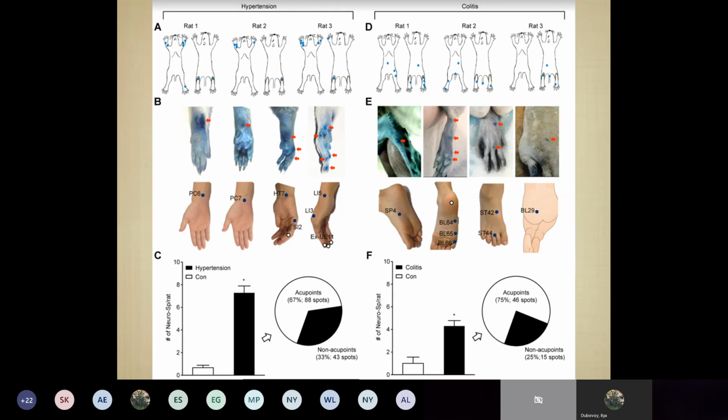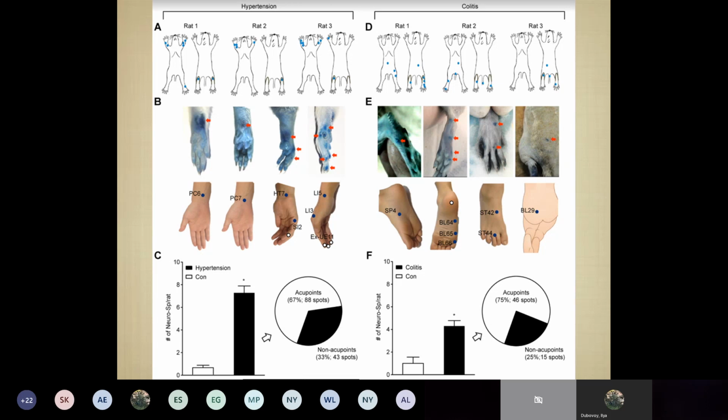So groups of about 18 rats in each group, including the control, had hypertension induced through immobilization or colitis induced through the injection of an irritant into the colon. Within moments, basically, they were also injected with Evans blue dye, and the neurogenic inflammatory spots were mapped.